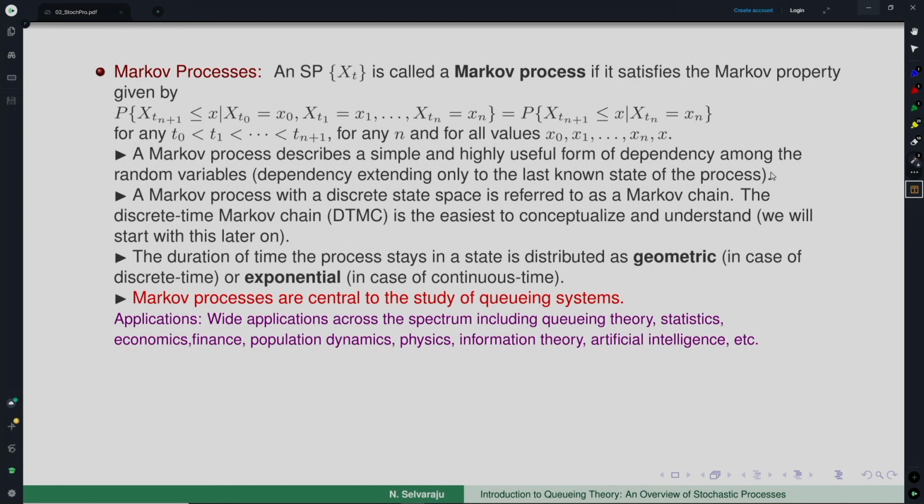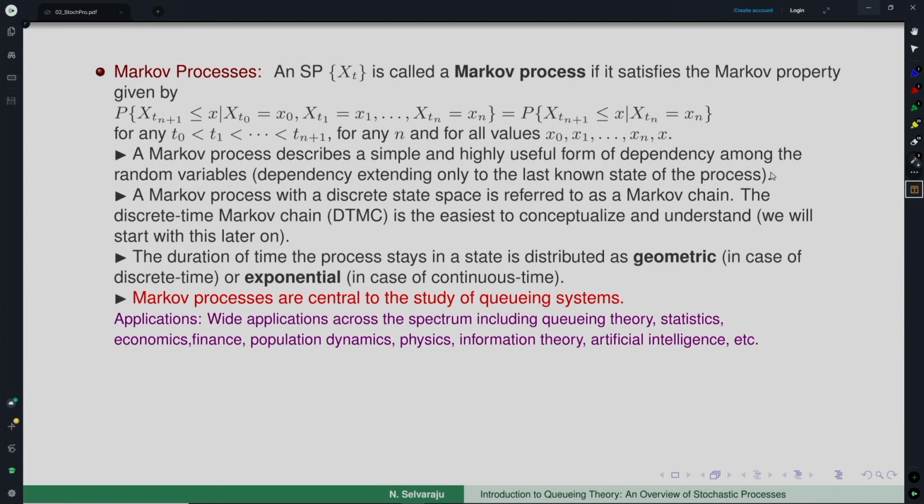Now, in an informal way, you can say the future depends on the present and not on the past. In queuing, for example, if you are looking at the number in the system, what was the queue size 10 hours before, does it matter? Whether the queue is going to build up in 1 hour from now depends only on the current state. So, that is where the applications naturally come.